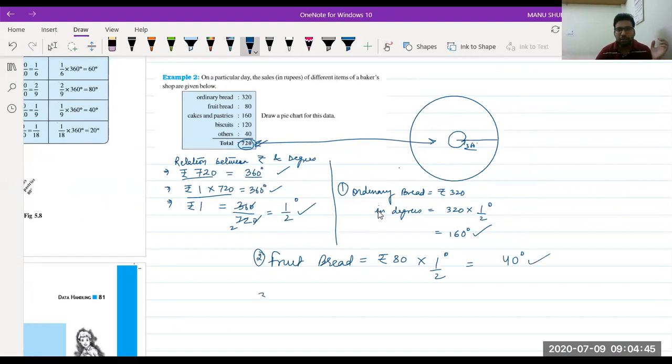Third is cakes and pastries. Please help. Cakes and pastries. It is 80 degree. Very good beta. Given to us is rupees 160. We can write it as 160 into 1 upon 2 degree, that is 80 degree. So we have found cakes and pastry is equivalent to 80 degree on the pie chart. Fourth is biscuits. Please help me for biscuits also.